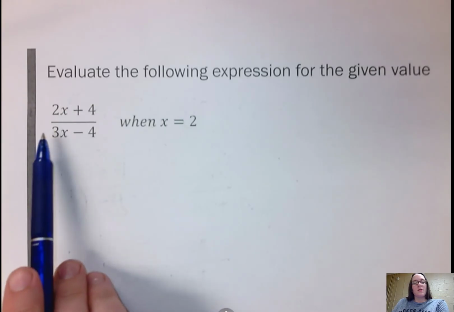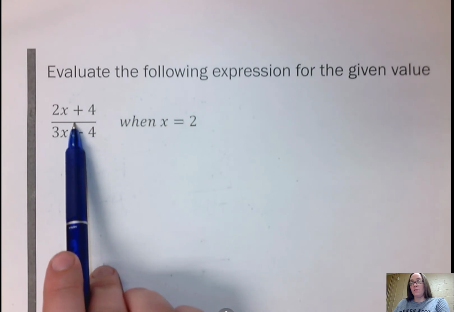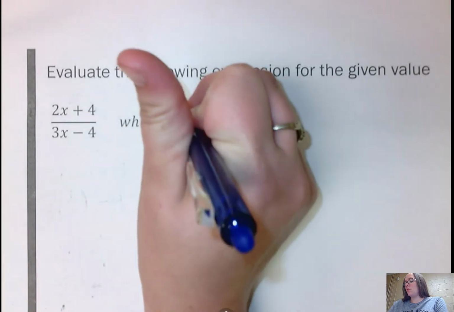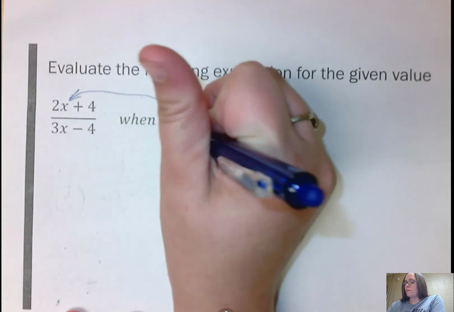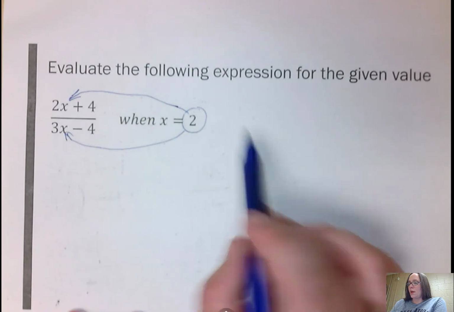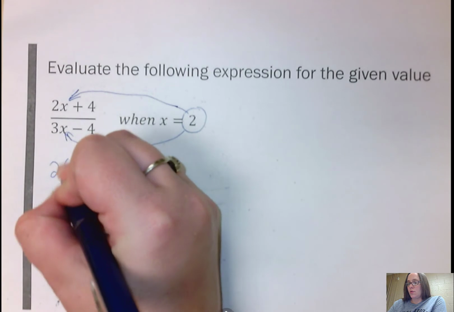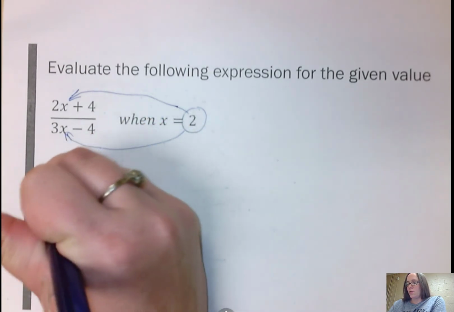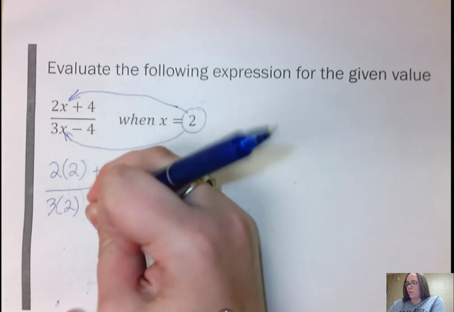In the order of operations video, I told you the fraction bar can be a grouping symbol as well. All right, so we are going to substitute in or replace, because we are evaluating. Everywhere we have an x, we're replacing it with 2. So we get 2 times 2 plus 4 over 3 times 2 minus 4.